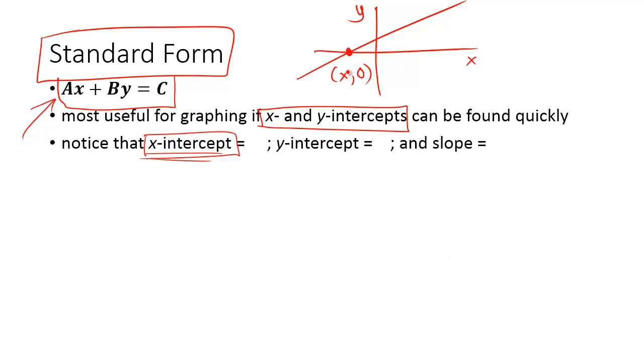Let's plug that in and see what we get for our x-intercept. So if we had ax plus b times y, which is our 0, equals c, well, this whole thing is gone because it's 0 times something, so it's just a 0. So you've got ax equals c. So in this case, what's our x-intercept? C over a.